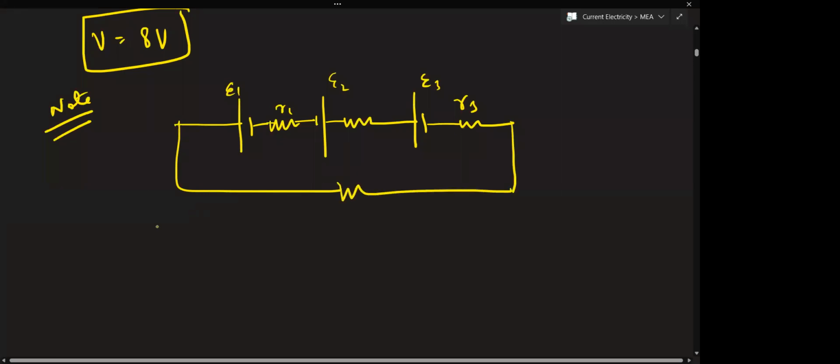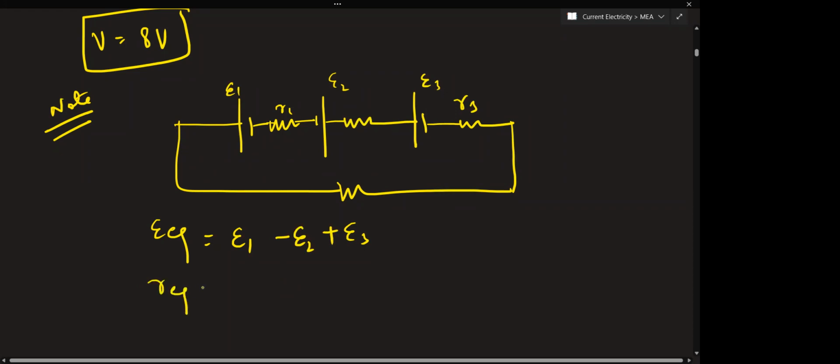If you get such a case, when you are calculating equivalent, then don't add it directly. Whichever cell is reversed, just add a negative sign. For example, E1, E3. But for E2, add a negative sign, minus E2, then plus E3, because this is reversed.